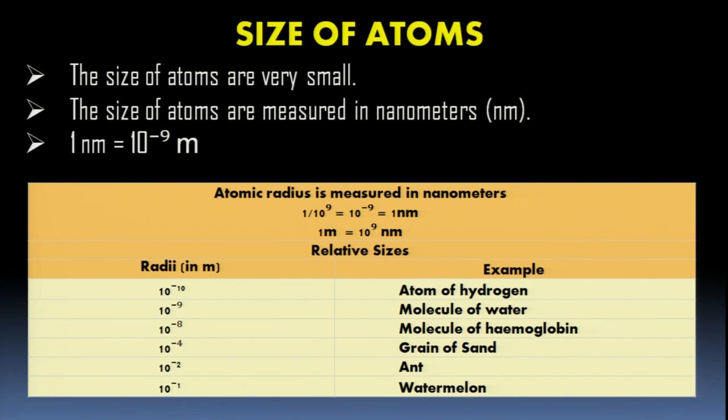Let us give certain comparisons so that you have a broader idea. Here I have got some atoms of hydrogen with the radius in meters: atom of hydrogen, molecule of water, molecule of hemoglobin, grain of sand, ant and watermelon. We start with the atom of hydrogen. Atom of hydrogen is 10 to the power minus 10 meters, that is 0.1 nanometer. Very, very small. And on comparison, we last come to the watermelon, whose radius is 10 centimeter, that you can see with your naked eyes. Even one grain of sand is difficult to see with our naked eyes. Children, so you can imagine how small an atom can be.